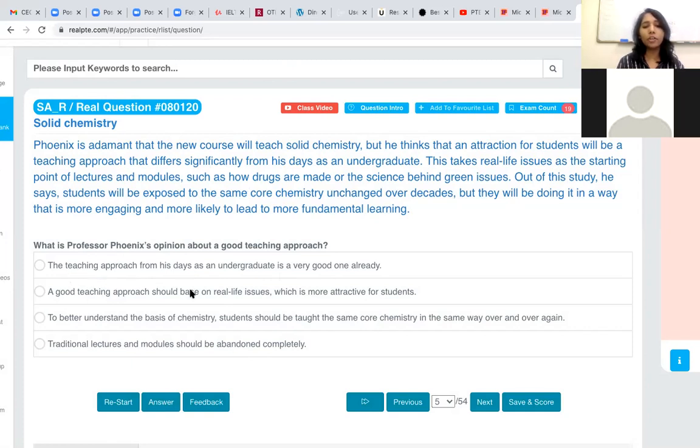A good teaching approach should be based on real life issues, which is more attractive to students. So he says real life issues should be the starting point. This could be our answer. Let's look at the next one. To better understand the basis of chemistry, the children should be taught the core chemistry in the same way over and over again. He says students will be exposed to the same core chemistry unchanged over decades. So here they're talking about a method, the same way over and over again. No, so this cannot be our answer.